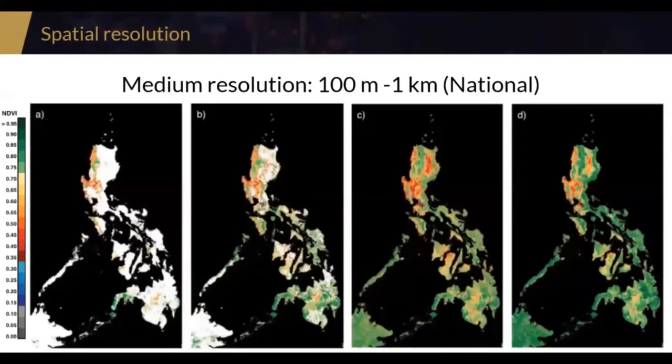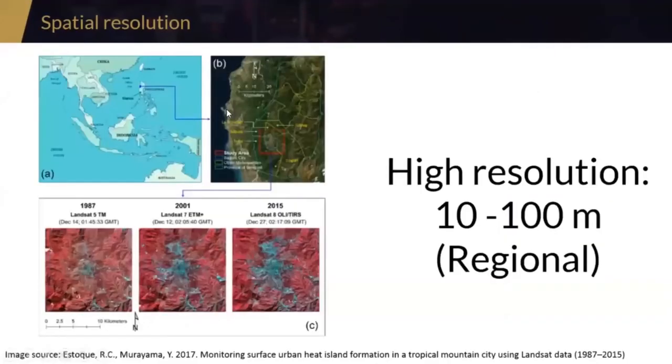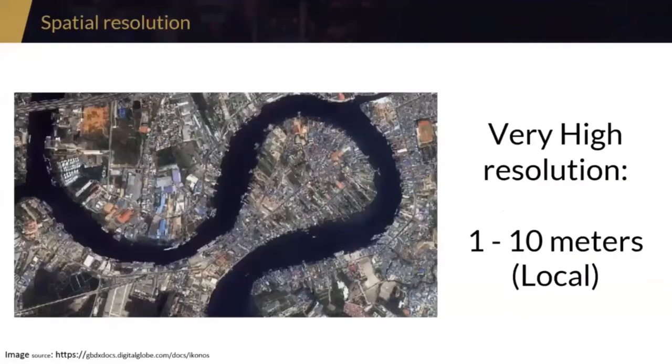Example of medium resolution images used in analyzing the variabilities of the Philippine vegetation cover. A high resolution image used to assess the Baguio City. A very high resolution image showing richer details of a city.